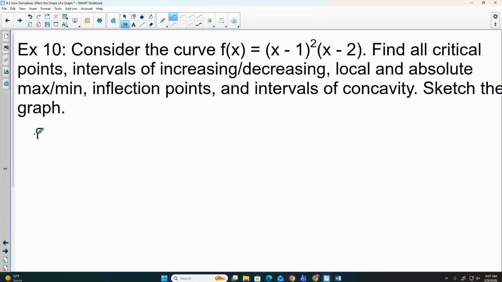First derivative. All right, personally, I don't really want to multiply this whole thing out. We could. Can we just do product rule? That'd be good practice for us. So derivative of the first, so the 2 comes down, inside stays the same, subtract 1 from the power, so it's just the first, times the derivative of the inside, which is just 1. So derivative of the first one times the second, plus the first one, derivative of the second. Derivative of x minus 2 is just 1.